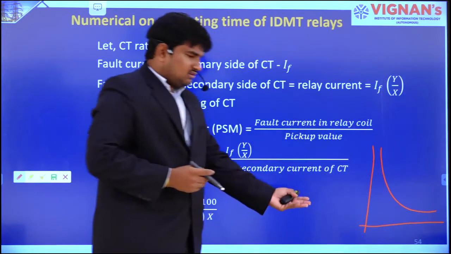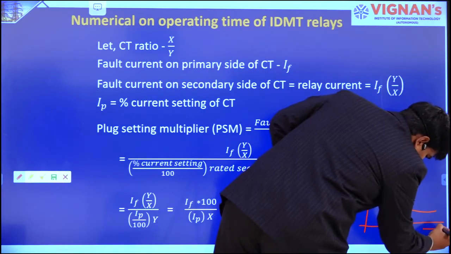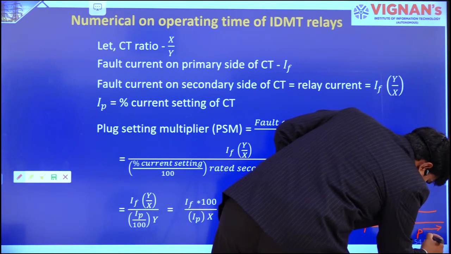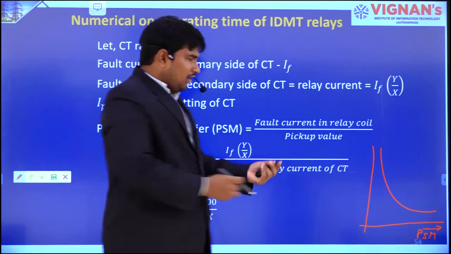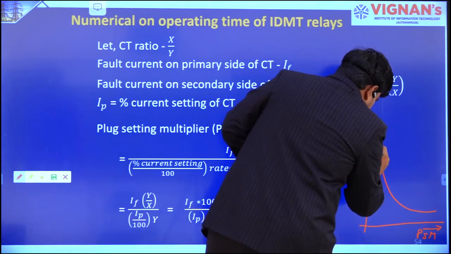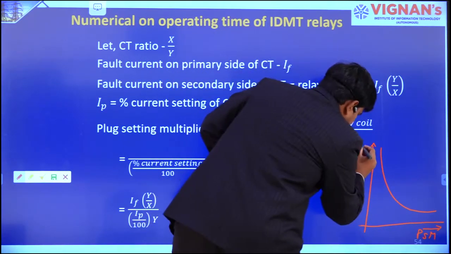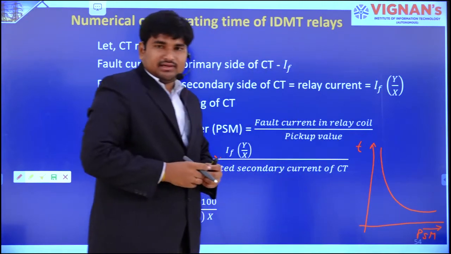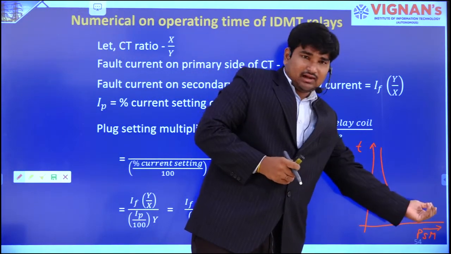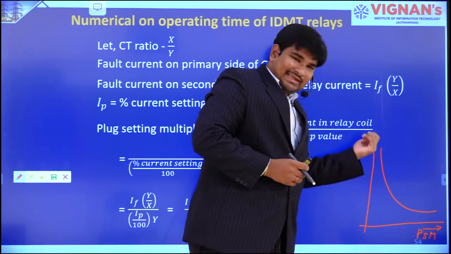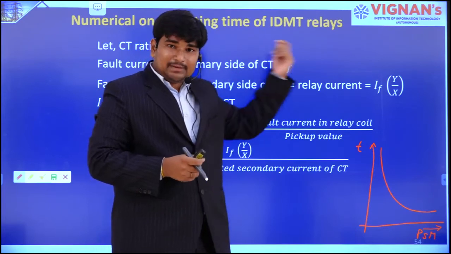So this is the graph of an IDMT relay, right? On the x-axis we have the current setting, or PSM, the plug setting multiplier. On the y-axis we have the relay operating time, let's call it T. This curve will change with respect to the time multiplier setting.